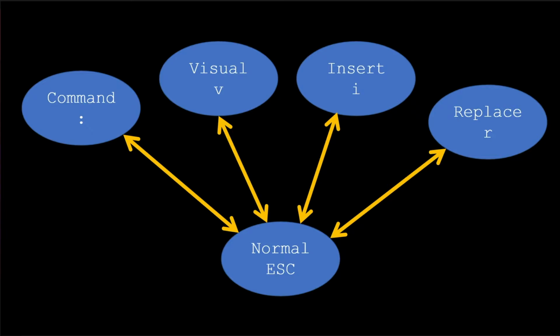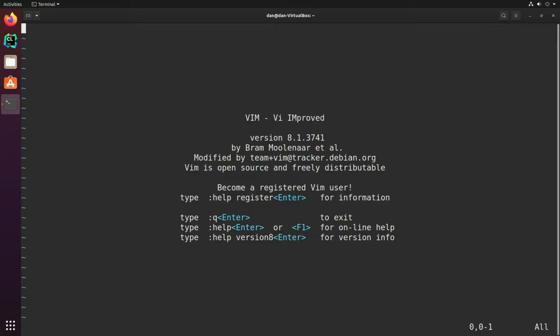Vim has main modes: normal mode, command mode, visual mode, insert mode, and replace mode. You can go between modes, but you have to go through the normal mode to get there. So if you're in insert mode and you want to go to command mode, you go from insert back to normal, and then from normal to command, or vice versa, from command back to normal, and then from normal to insert. From normal mode, you can enter command mode by pressing colon, and then you can type in a command.